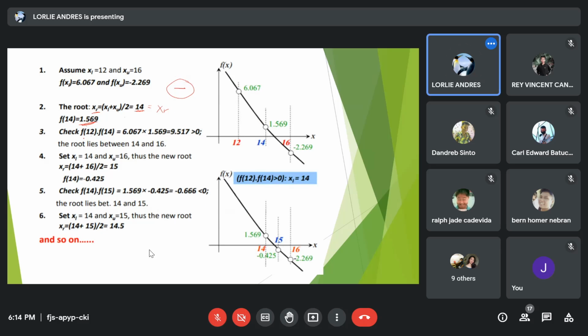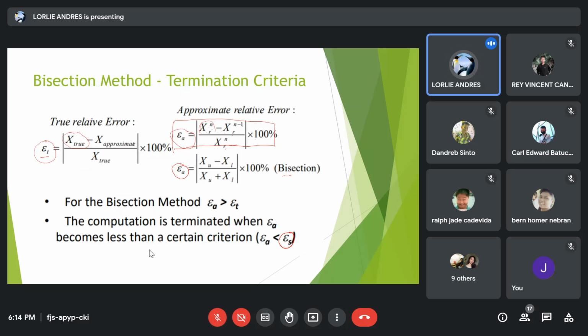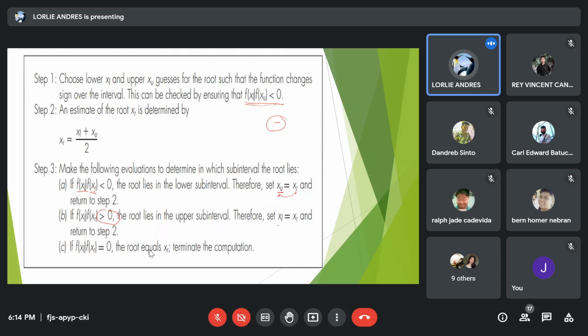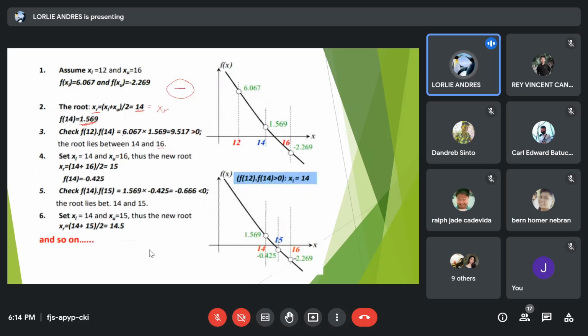What do we have here? Check f of 12 multiplied by f of 14. So, the answer is greater than 0. If it is greater than 0, meaning the root lies between 14 and 16. So, what is yours now? If it is greater than 0, then x sub L equals x sub R. So, meaning, during the next iteration, x sub L equals what is the value of x sub R? Equal to 14. So x sub L becomes 14, and x sub U stays 16.